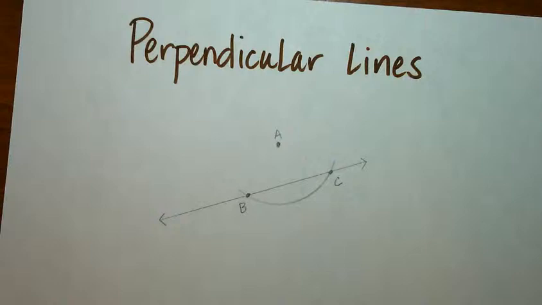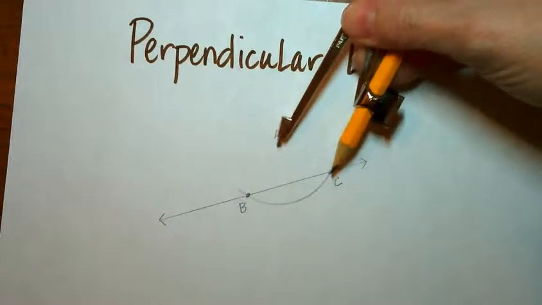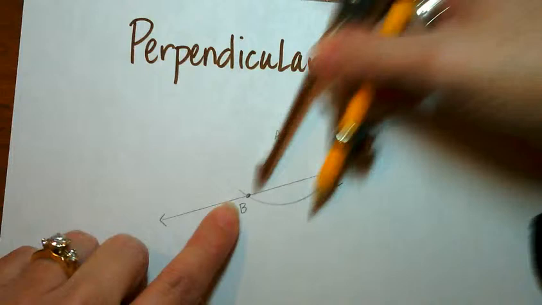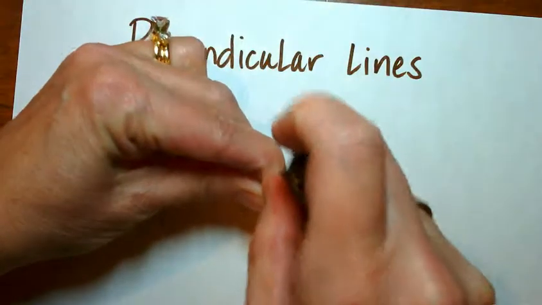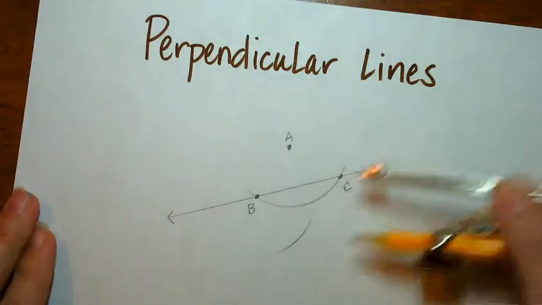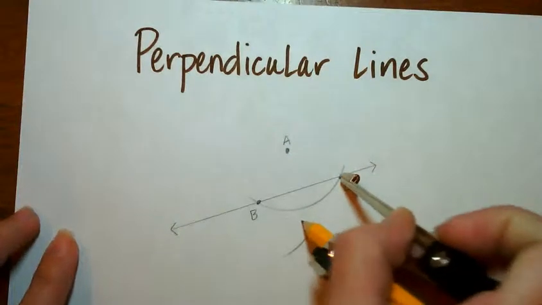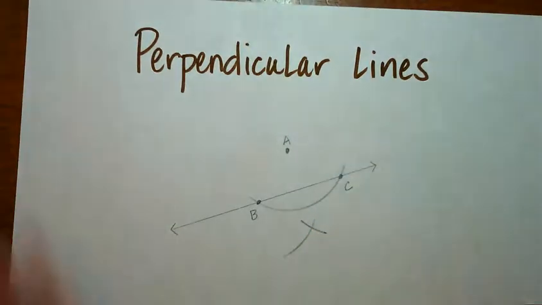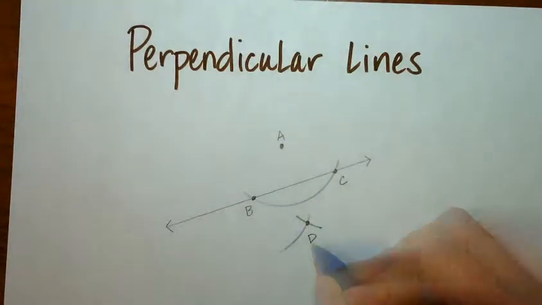All right, now this measurement that we used right here, we need to keep that measurement in our compass. So we don't want to move our compass. But what we're going to do now is move from the point at A and place it at B. And what we're going to do is make an arc out here. We're going to now turn and do the same thing from point C. So from point C, I'm going to make an arc right there. And those two met at what I'm going to call point D.